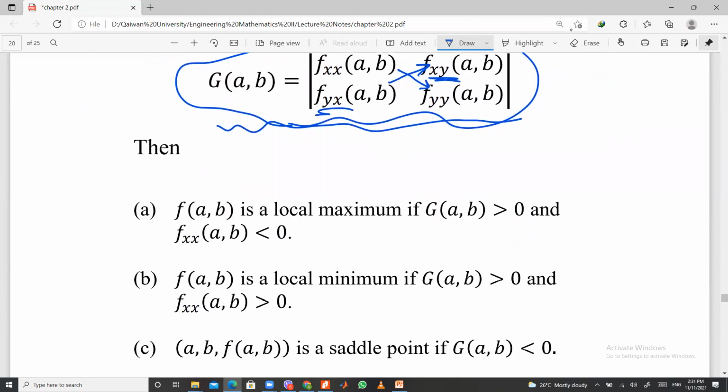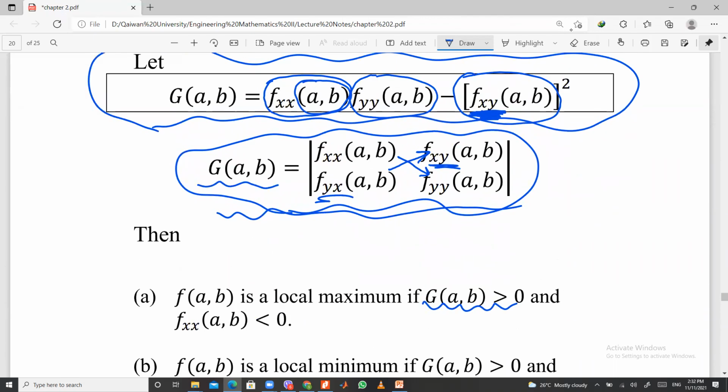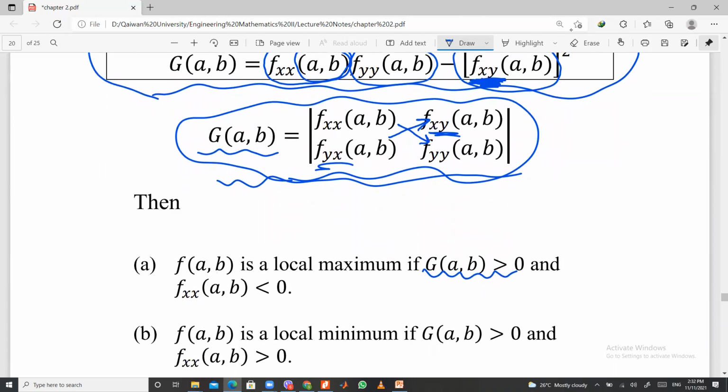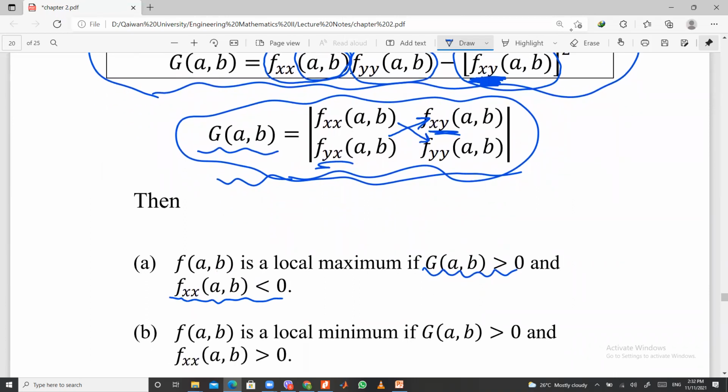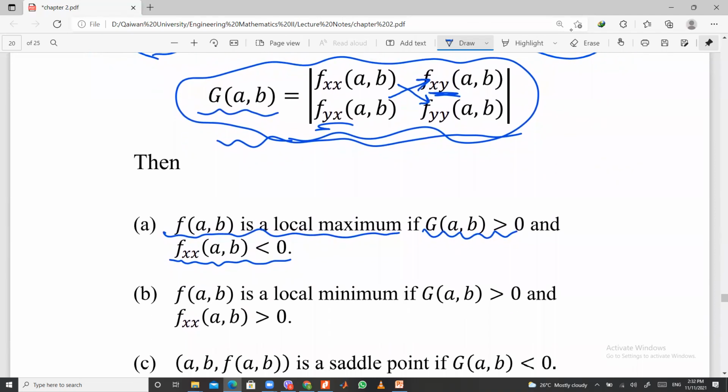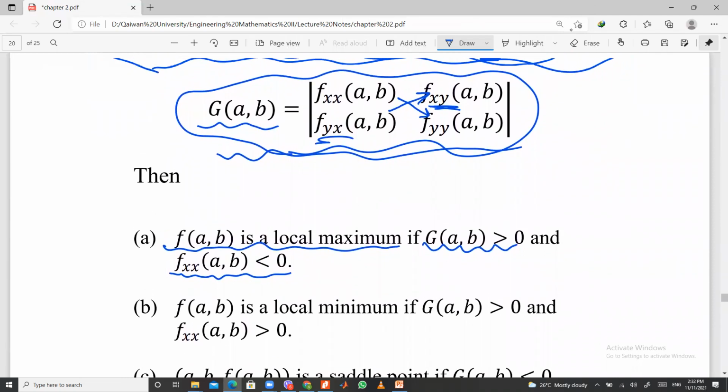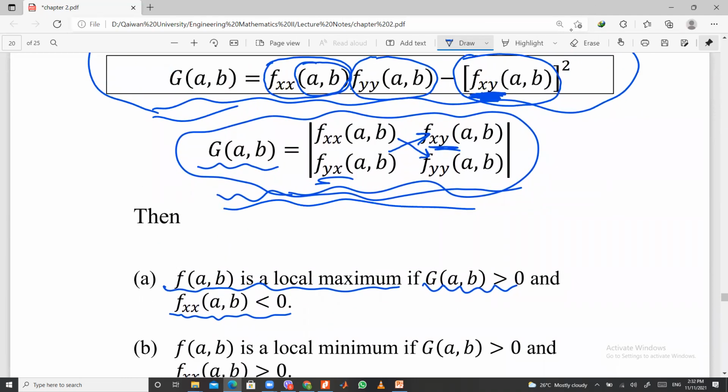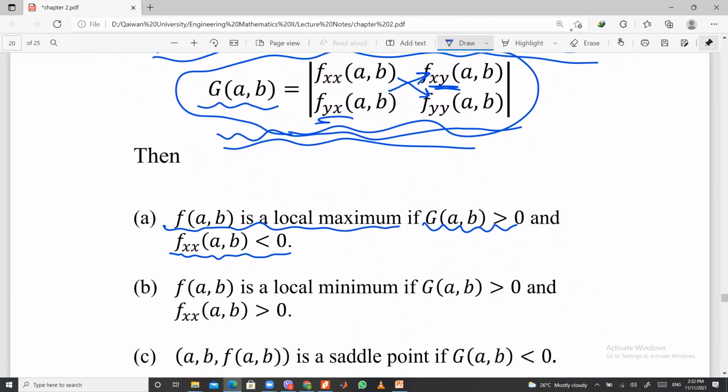And we say, if g of AB is greater than zero, where AB is the critical point, and if f sub xx is less than zero, then we say the point is a local maximum. So here we just focus on g of AB and f sub xx at AB. g of AB is this formula, or you can use the above one. If g of AB is greater than zero, but f sub xx is less than zero at the point AB, we say f of AB is a local maximum.